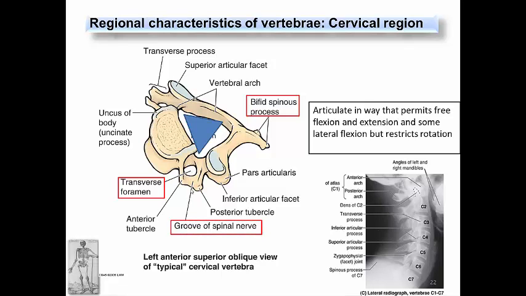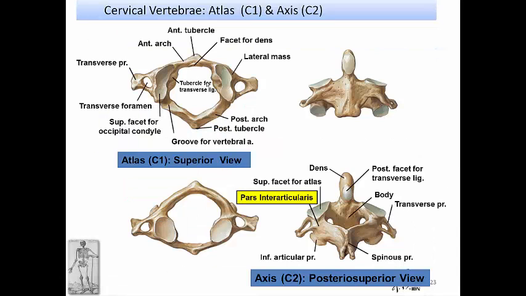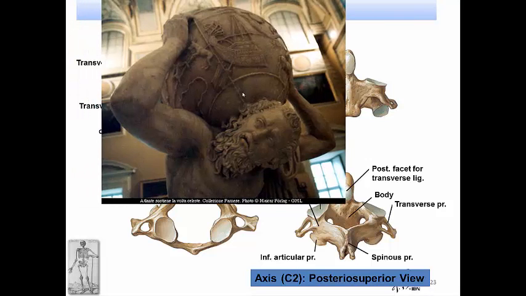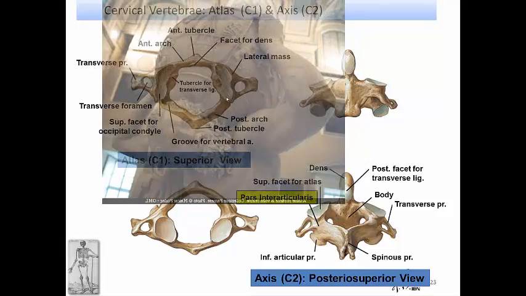and there's a little spinal nerve groove here. And then there's also going to be an uncus of the body, which is called the uncinate process. Now we're going to have a look at the first two cervical vertebrae, Atlas and Axis. And Atlas, as I said earlier, was from Greek mythology the person who was able to carry the entire weight of the world on his shoulders.